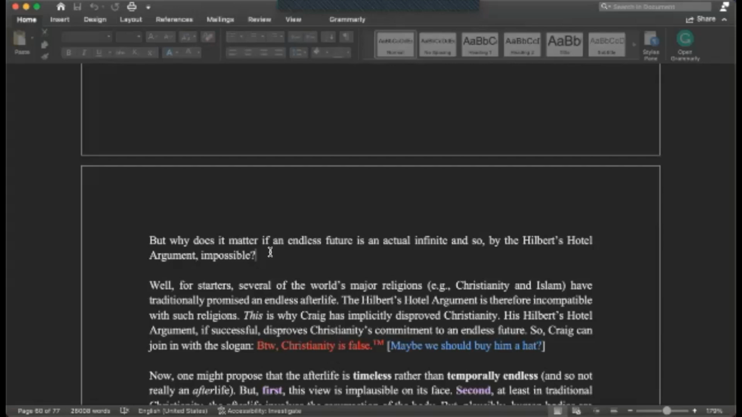This is why Craig has implicitly disproved Christianity. His Hilbert's Hotel argument, if successful, disproves Christianity's commitment to an endless future. So, Craig can join in with the slogan, by the way, Christianity is false, TM, and maybe we should buy him a hat with that on it.